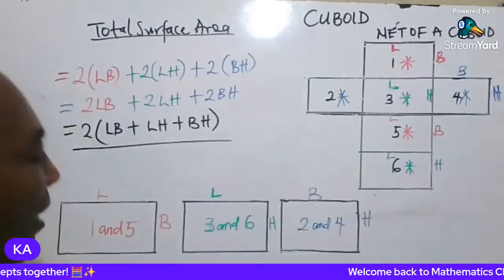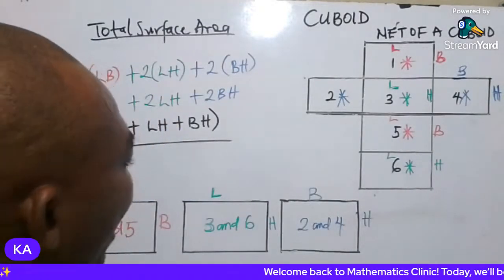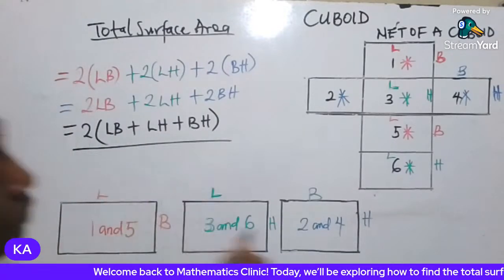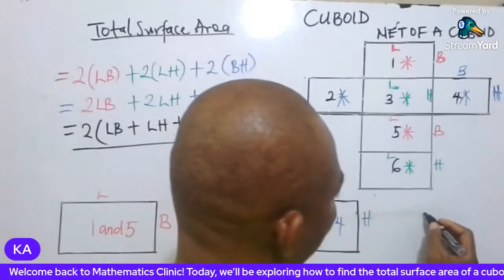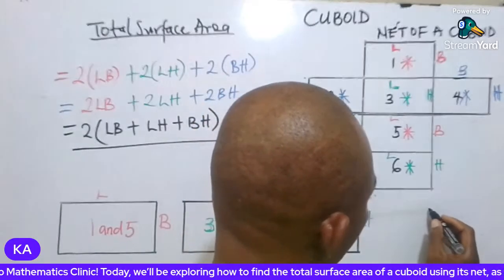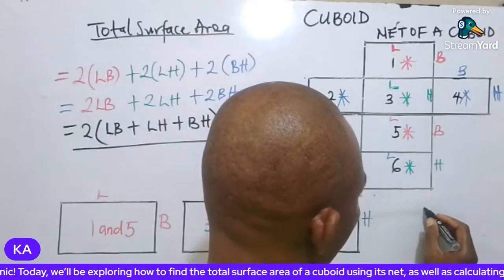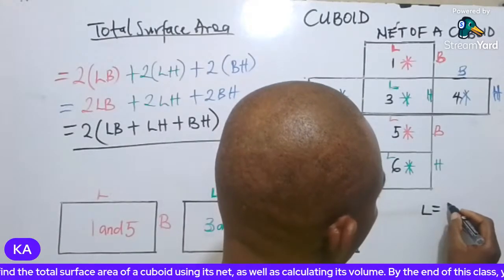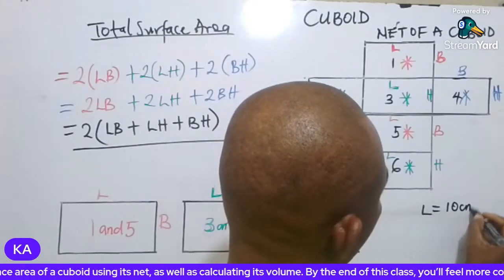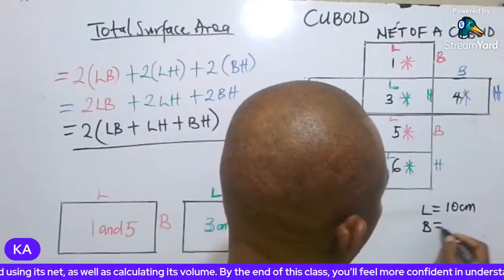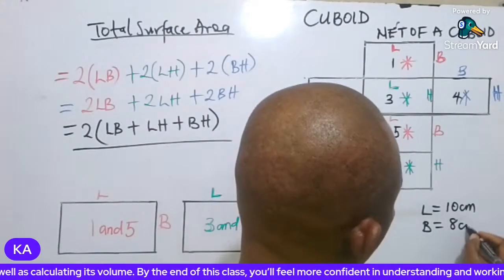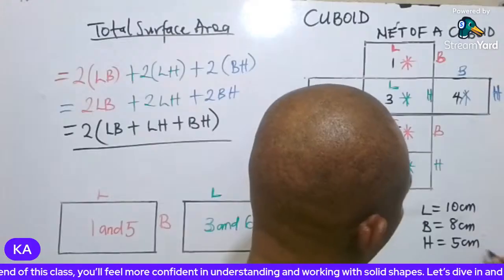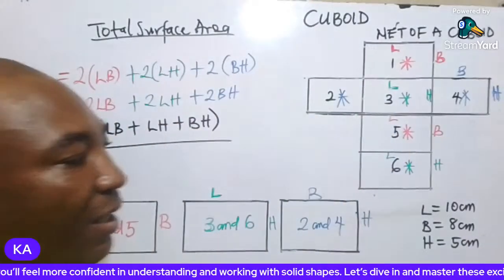So can we take an example now? Let us take an example. If the length of a cuboid is 10 centimeter, the breadth of that cuboid is 8 centimeter, and the height of the cuboid is 5 centimeter, what is the total surface area?